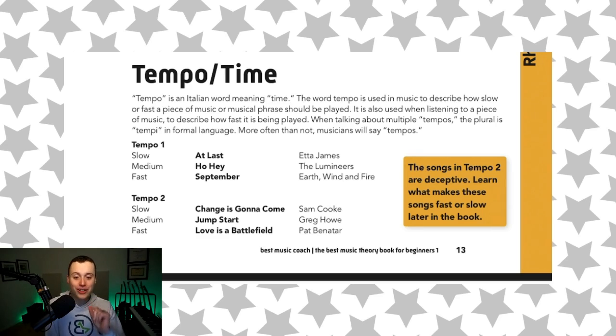A lot of people hearing these 2 examples say that Jump Start sounds to be faster than Love is a Battlefield. But if you go back and listen to the drums of Love is a Battlefield, they're actually going very, very fast. You're going to learn in Module 2, Chapter 2, about why drums are so important to actually understand how fast a piece of music is. I will see you in the next lesson.